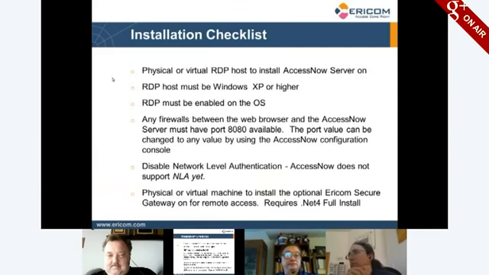There is a feature in the Windows operating system called network level authentication. It's a higher level of authentication. We don't support that just yet, so it's important to disable that. And lastly, for remote access, we do include an SSL secure gateway. So you can literally be on the road over the internet and connect securely back into your private network to connect into your application or desktop.